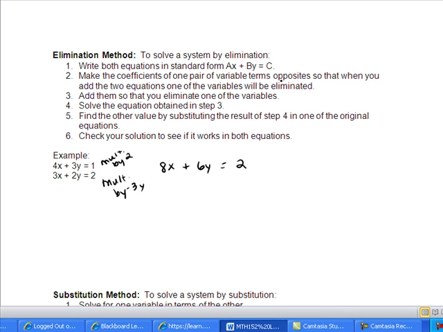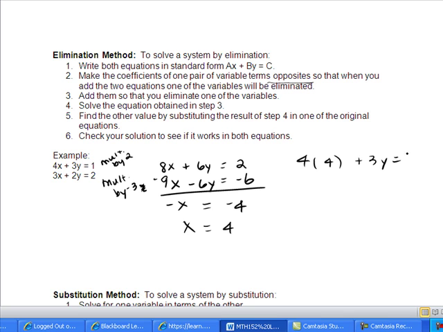That doesn't sound right. Alright, let me double check my numbers. I multiplied by 2 and got 8x plus 6y equals 2. Multiply the bottom one by -3, I get -9x, -6y, and -6. When I add, I get -4 and -x. So x is 4, which is correct. 4 times 4 is not 12. Let's see what I did wrong. It should be 16.